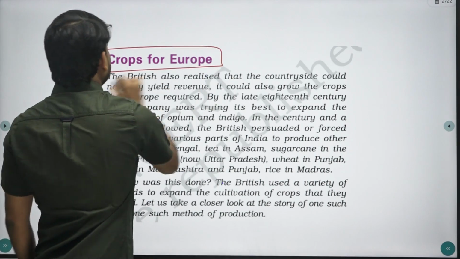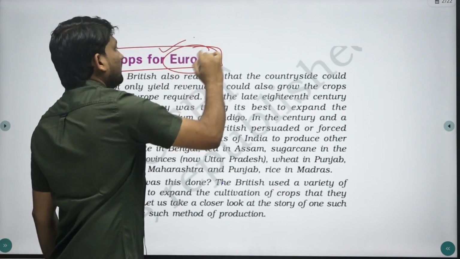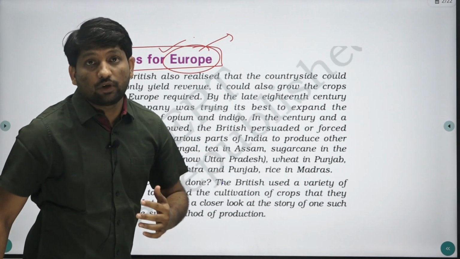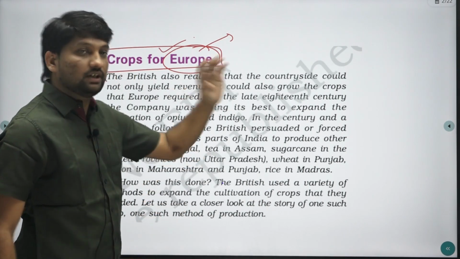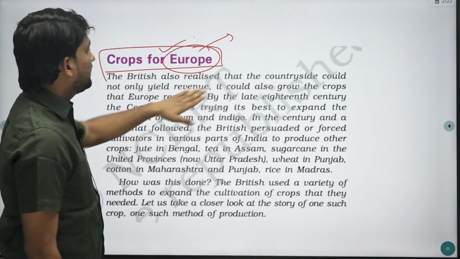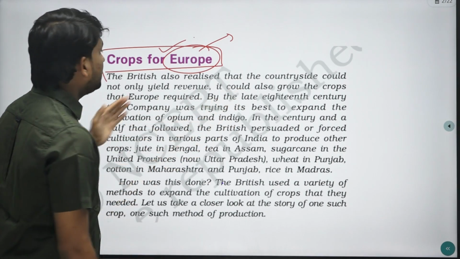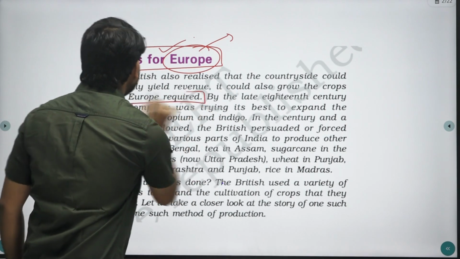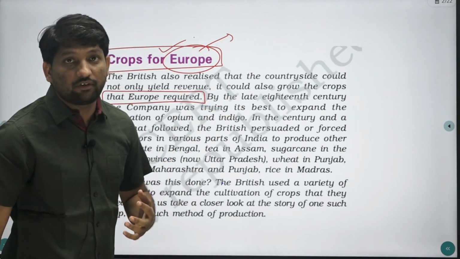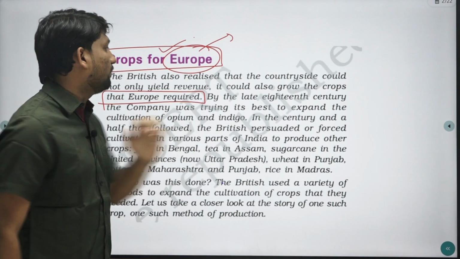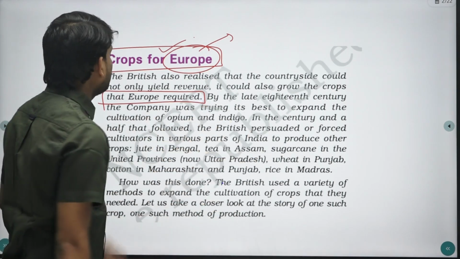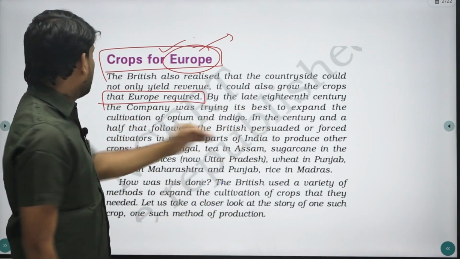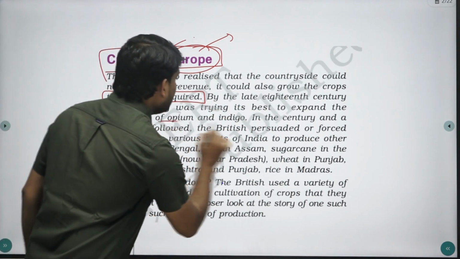Crop for Europe. Remember this heading. This crop was basically not for Indians, it was produced for the Europeans. The British realized that the countryside could not only yield revenue, it could also grow crops that Europeans required. What did Europeans require? Europeans required basically raw material. By the late 18th century, the Company was trying its best to expand the cultivation of opium and indigo.